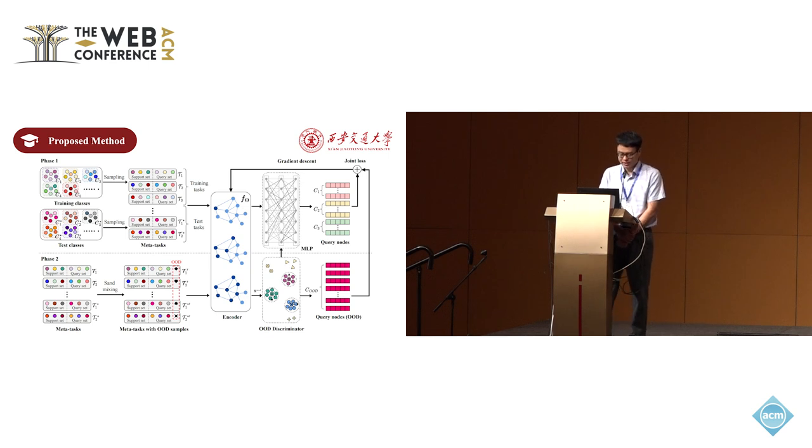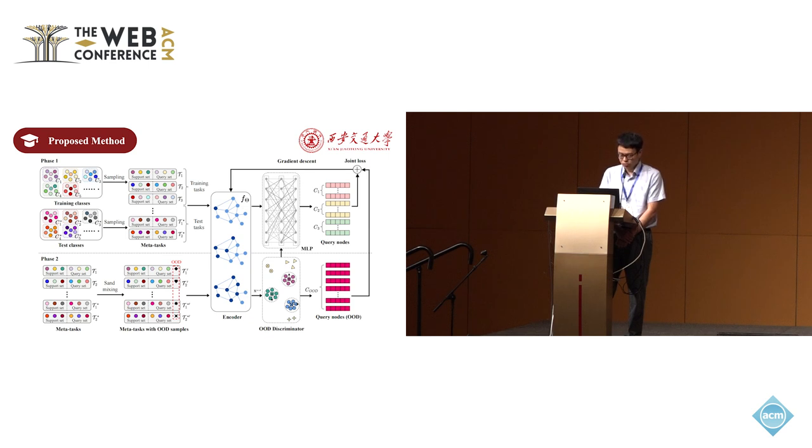In this phase, we select a known class as artificial OOD samples, and we add those artificial OOD samples into the query set in a proportion of meta training tasks. And we train the graph neural network and the classifier differently. Before we feed samples into the classifier, we first feed them into an OOD discriminator, which can distinguish OOD samples and filter them out.